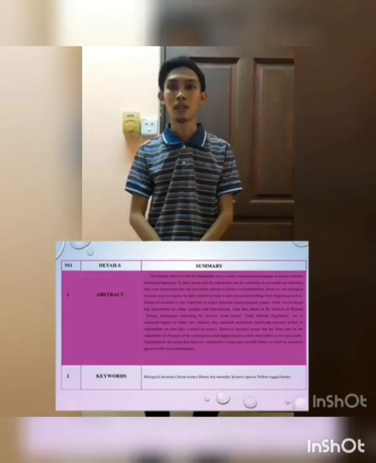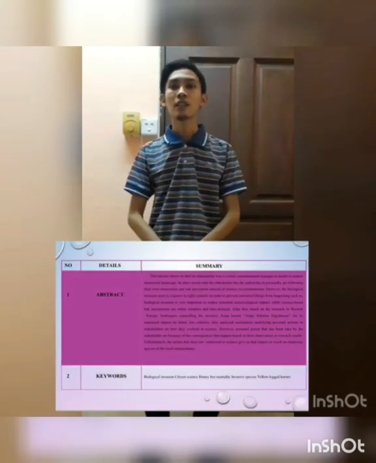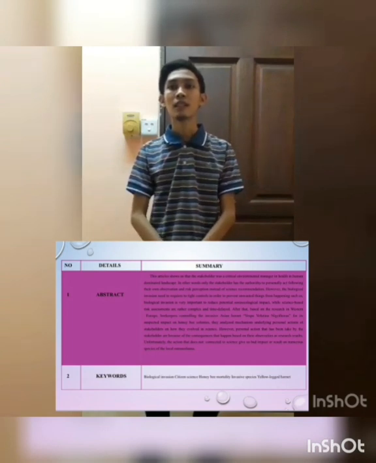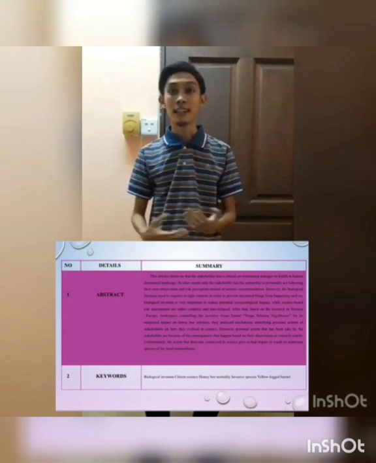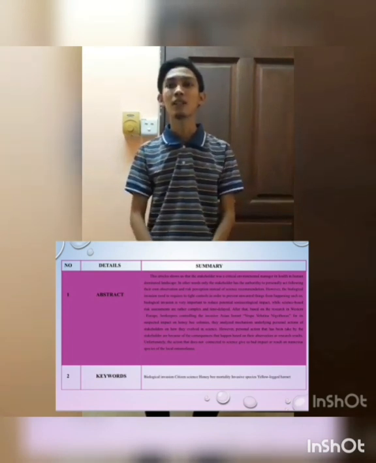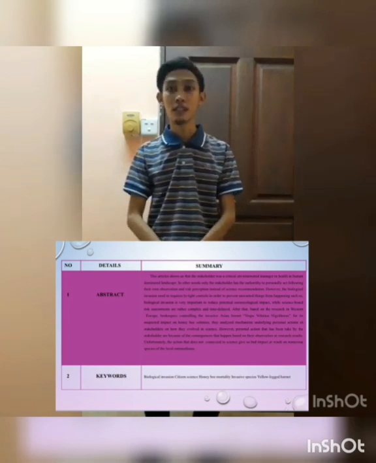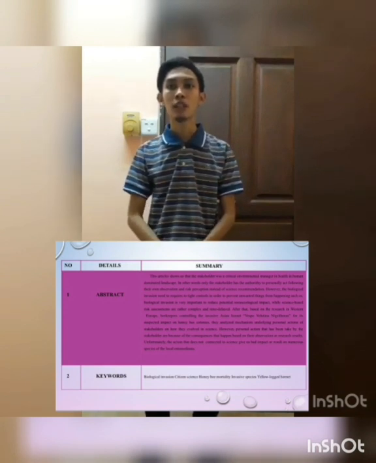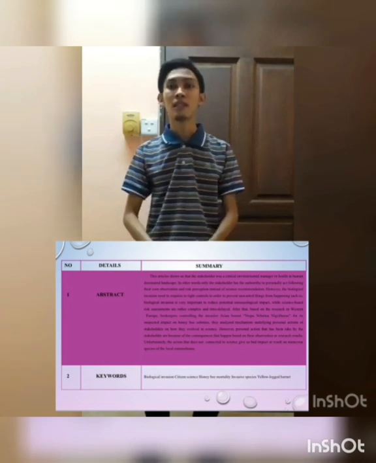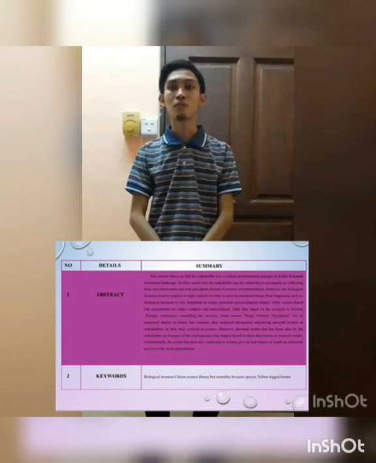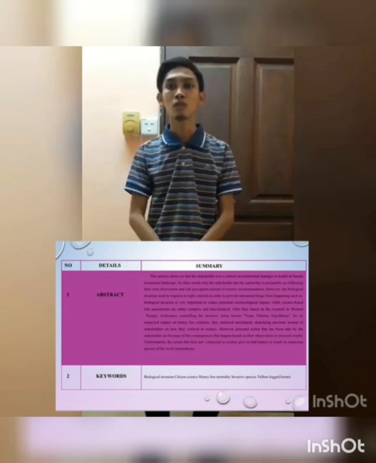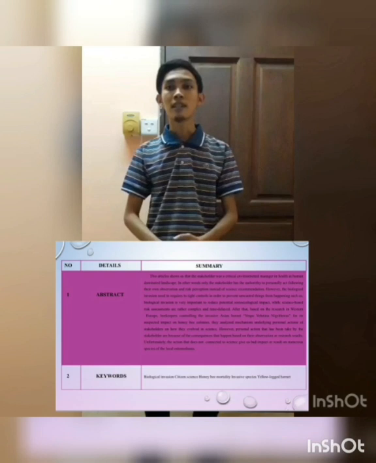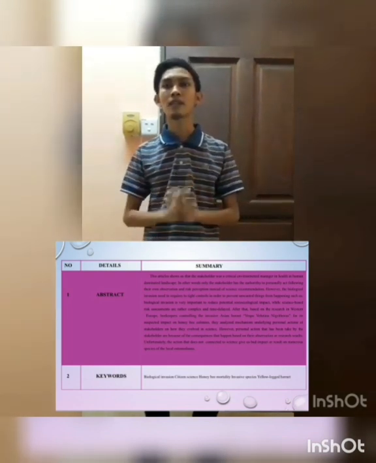In this abstract, the article shows us that stakeholders are critical environmental managers of health in human-dominated landscapes. In other words, only the stakeholder has the authority to act personally following their own observation and risk perception instead of science communication. However, biological invasion requires tight controls to prevent unwanted things from happening, such as biodiversity loss and species extinction. Controlling biological invasion is very important to reduce potential socio-ecological impact, while science-based risk assessments are rather complex and time-delayed.